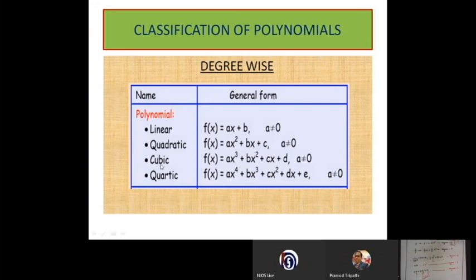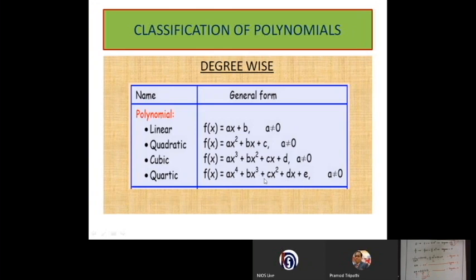There are two terms. It is a binomial, no doubt. But x cube plus 5, the degree of the first term is 3. Hence, it is also a cubic polynomial. Quartic polynomial, or a biquadratic polynomial, is a polynomial with degree 4. Standard form or general form is written here: ax raised to the power 4 plus bx cube plus cx square plus dx plus e.